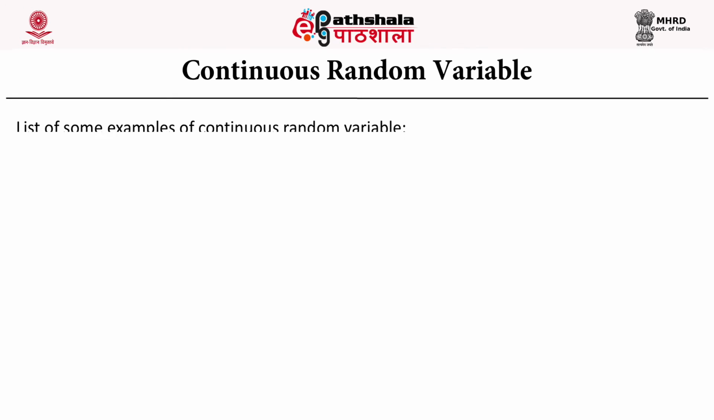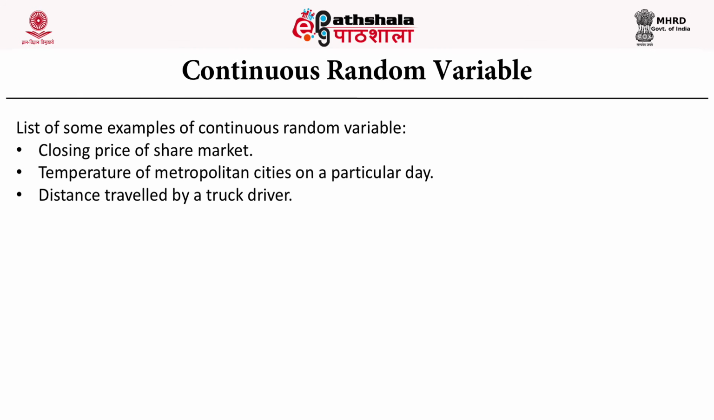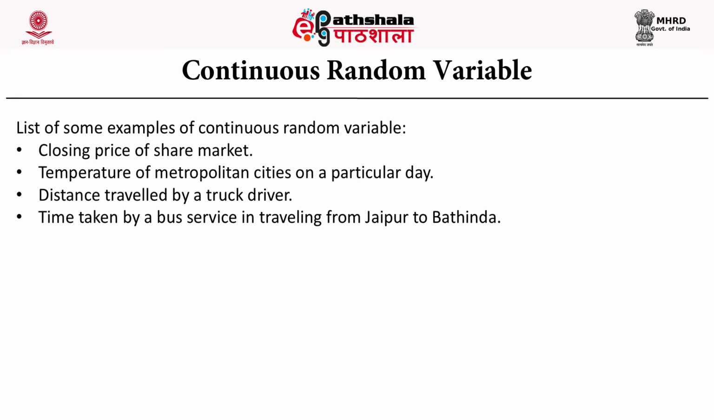So here is a list of some examples of continuous random variables. These are the closing price of the share market, the temperature of metropolitan cities on a particular day, the distance traveled by a truck driver, and the time taken by a bus service in traveling from Jaipur to Bathinda.